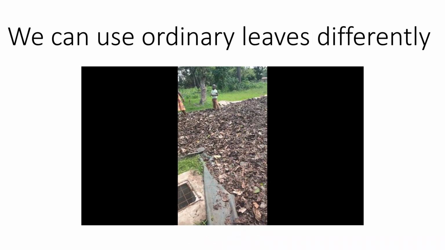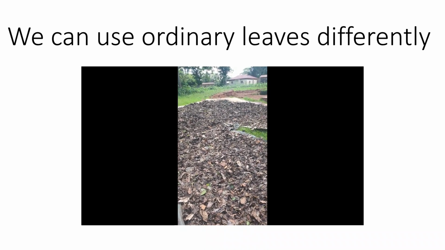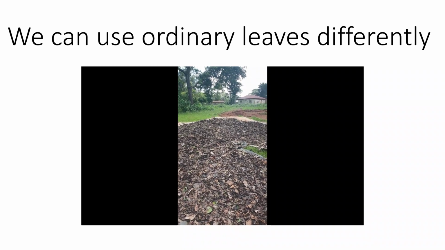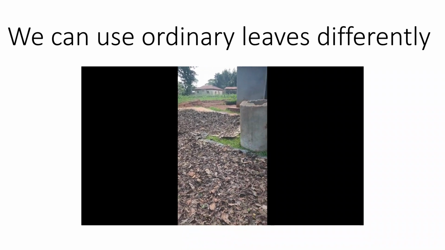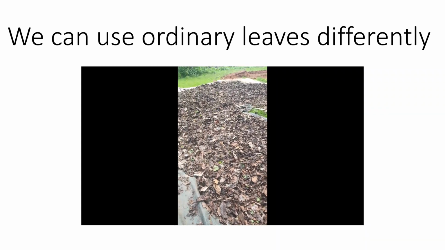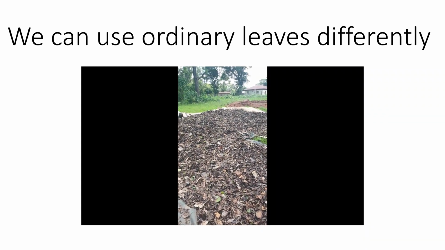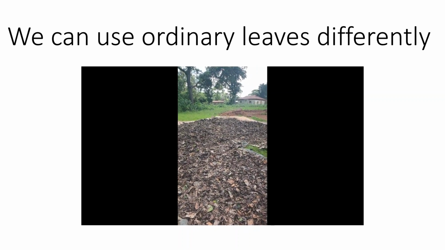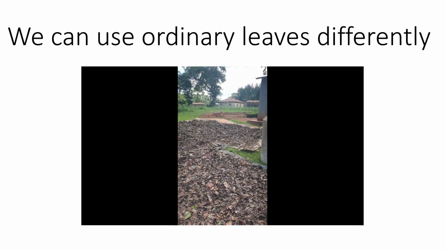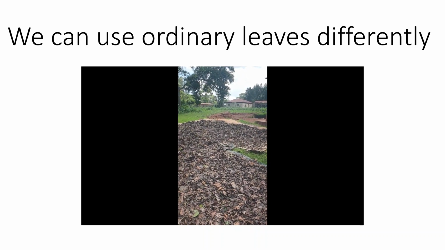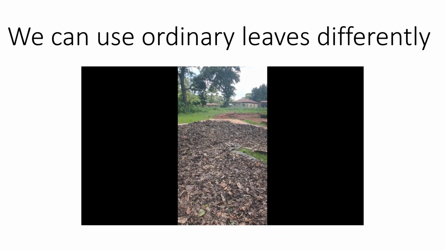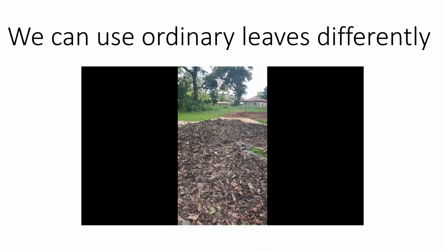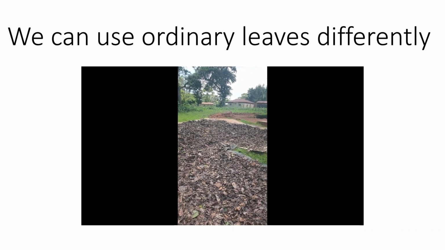So here we are using ordinary material for ordinary chores and utilities. Call it appropriate technology. We need to look around us and see that whatever we have can be put to use. So when we are using these ordinary leaves, which normally go to waste in many places we have seen, or are burned, collected in the compound and put on fire, we have refused to waste that. So this is waste, but waste is going to wealth. We are converting waste into wealth.